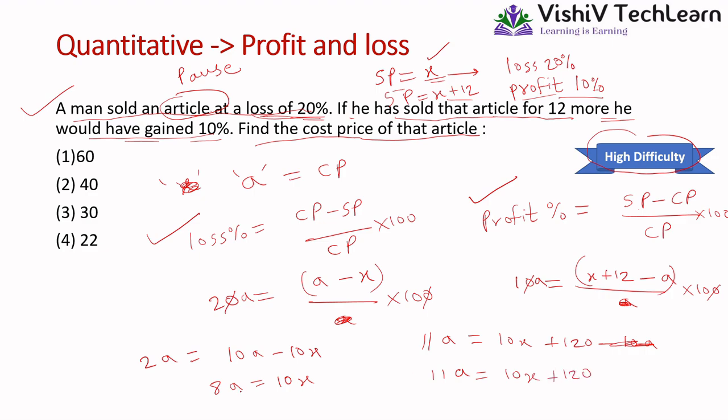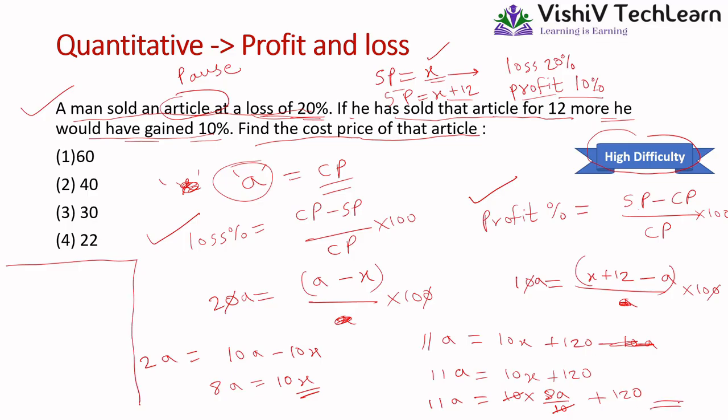And here it will be 11A is equal to 10X plus 120. So now we have to calculate A, we have to find out CP, the cost price. So let's put the value of X as 8A upon 10. So here 11A is equal to 10 multiplied by 8A upon 10 plus 120, as it is. So 10 we can cancel here, and 8A we can send to that side. So we'll solve this part here now.